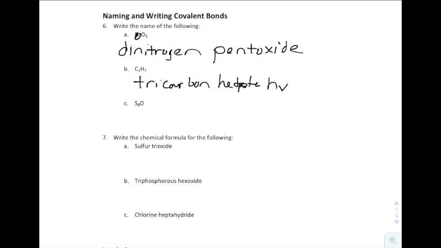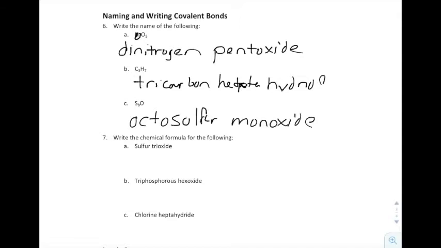And the last one would be octasulfur monoxide. Okay, so now you're going to do the exact same thing, but in reverse.